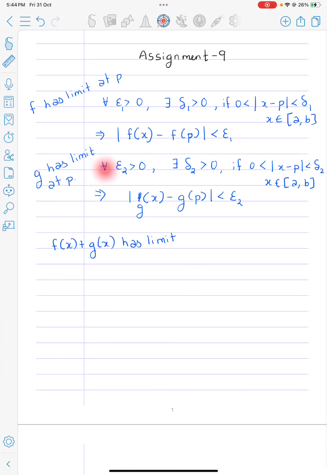So this epsilon-delta definition holds, right? For every epsilon 2 greater than 0, there exists a delta 2 greater than 0, such that if 0 < |x minus p| < delta 2, then |g(x) minus g(p)| is less than epsilon 2. Now, I want to show that f(x) plus g(x) has a limit at p, and that limit is equal to f(p) plus g(p).